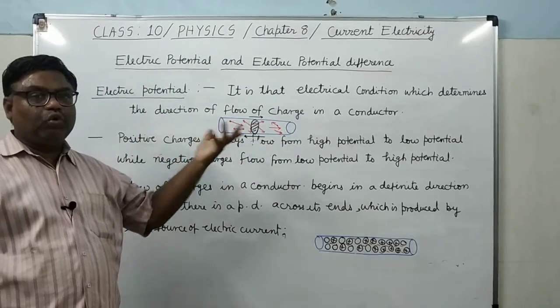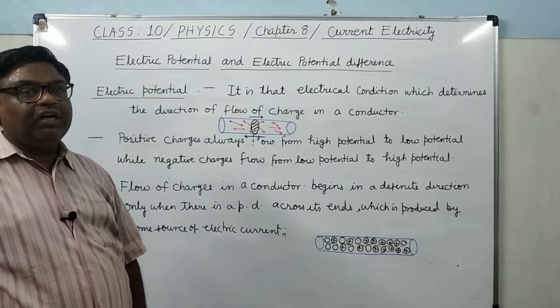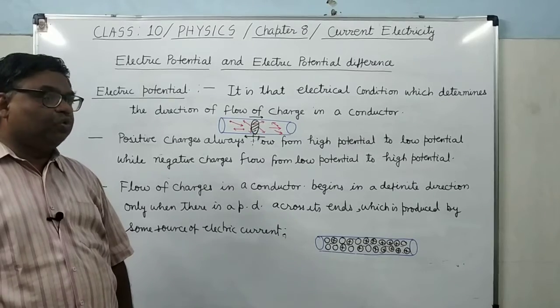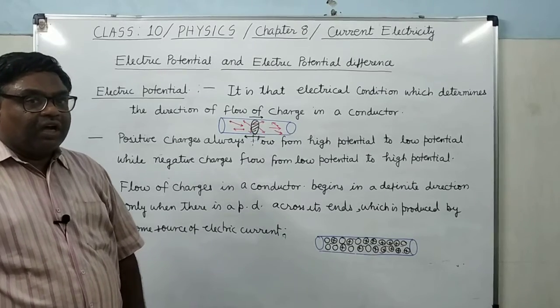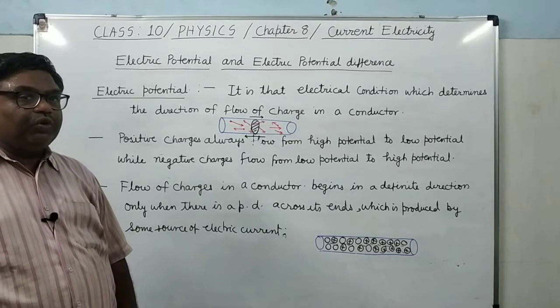Therefore, there will be no net transport of electrons through any cross section, and current will be zero. Current will be zero. Is it clear? How will you establish the current here? So, how will you establish it?